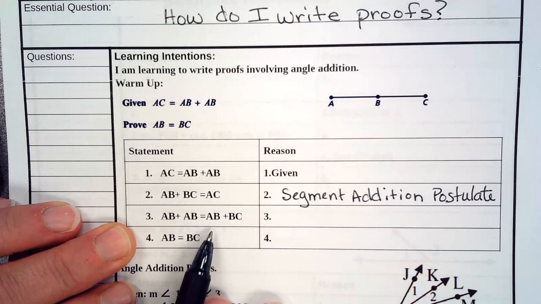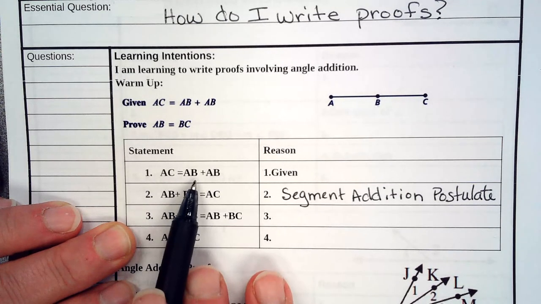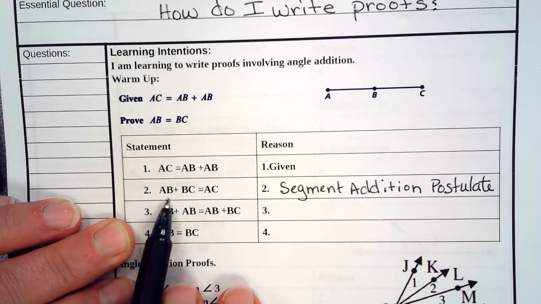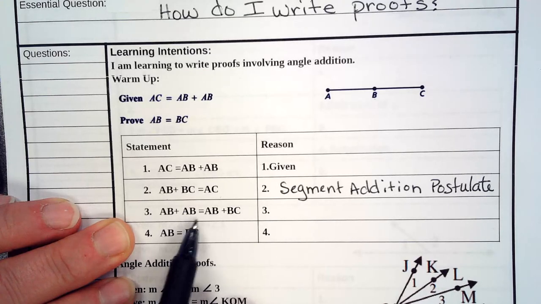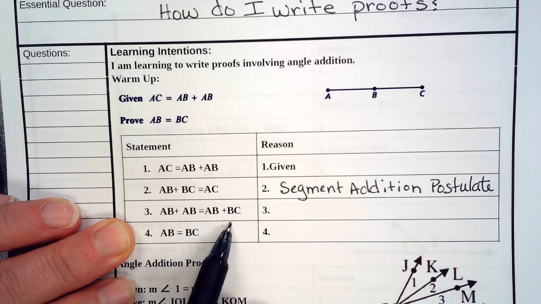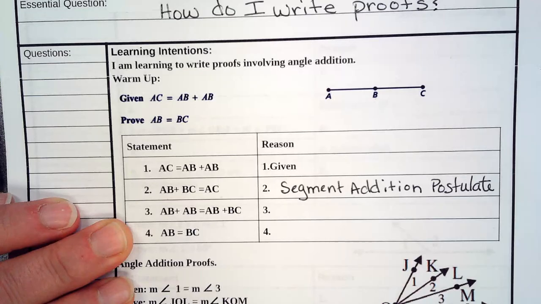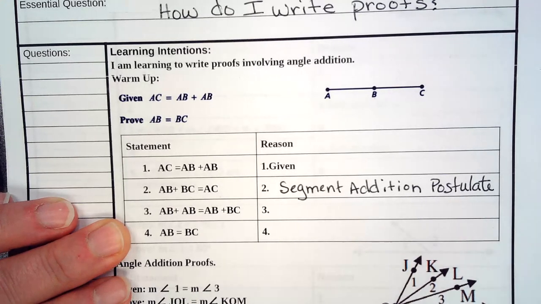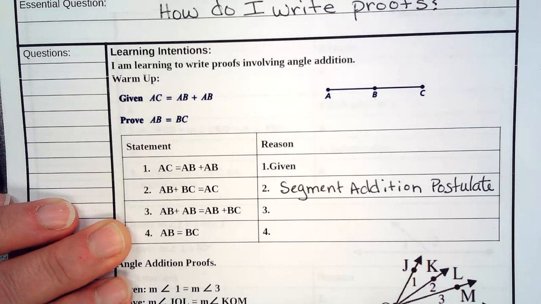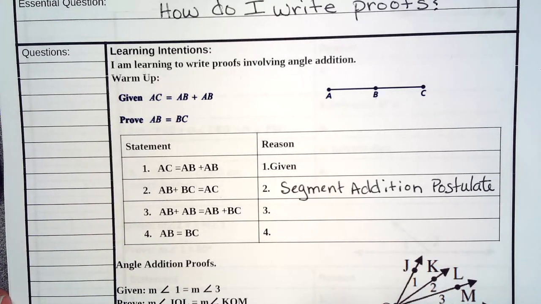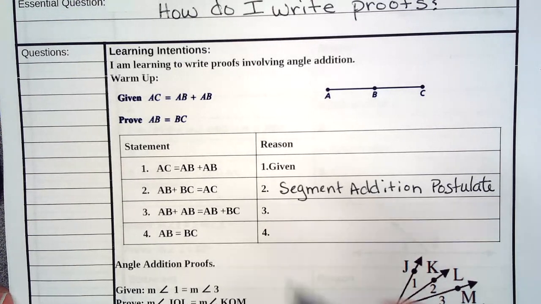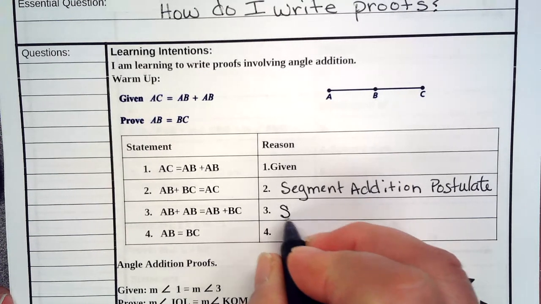Okay, what have we done here? Well, AC is equal to AB plus BC, and AB plus BC is equal to AC. What do we call it when we replace a quantity with another quantity that is equal to it? Begins with an S. Who takes my place if I'm gone? Substitute, yes.